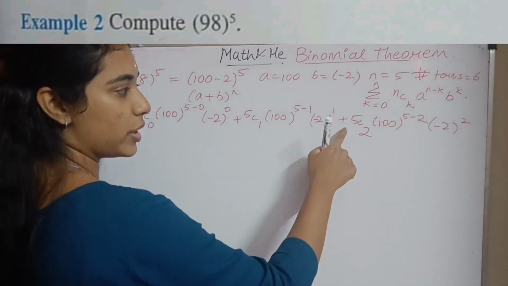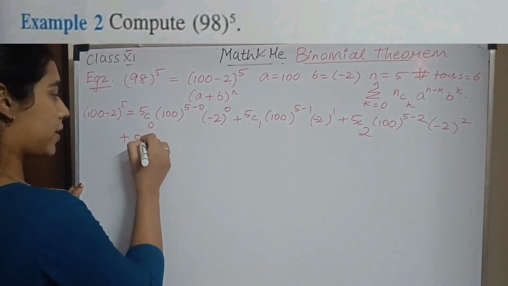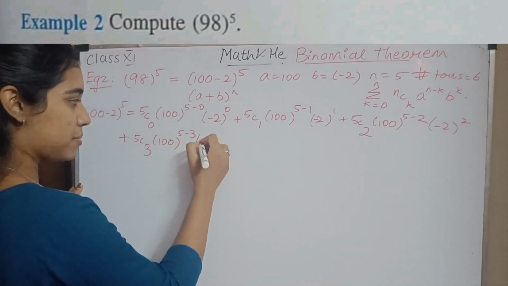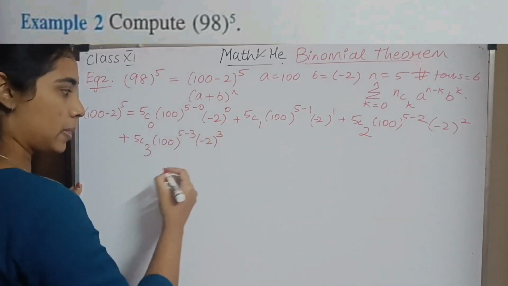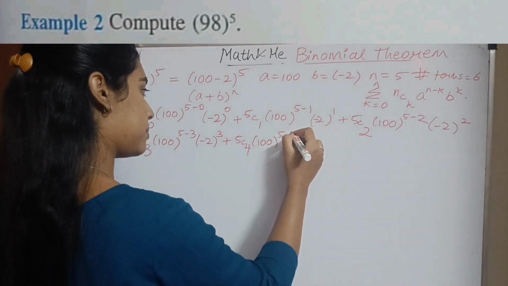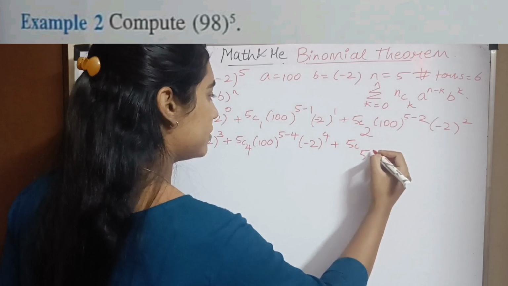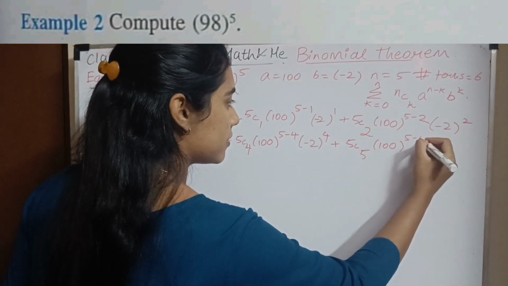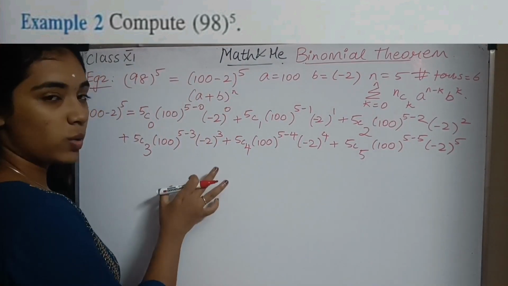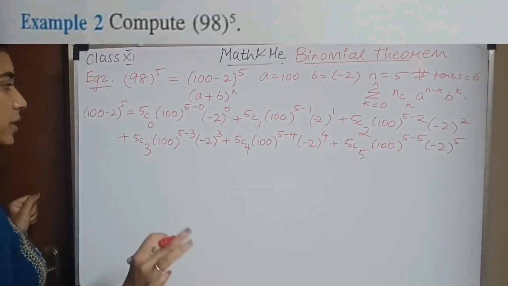Okay, when you write this, you can write the powers easily. Plus 5c3 times 100 to the power 5 minus 3 times minus 2 to the power 3, plus 5c4 100 to the power 5 minus 4 times minus 2 to the 4, plus 5c5 times 100 to the power 5 minus 5 times minus 2 to the power 5. Questions are very easy. In calculation you have to be very careful because the marks are only for the final answer. So be very careful when you are calculating.